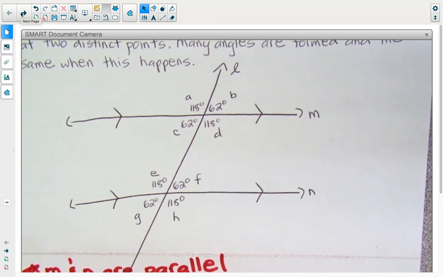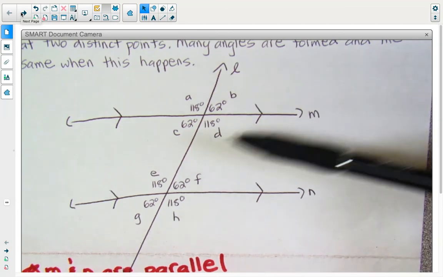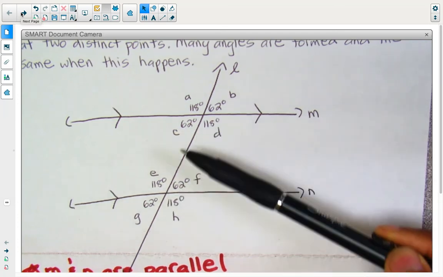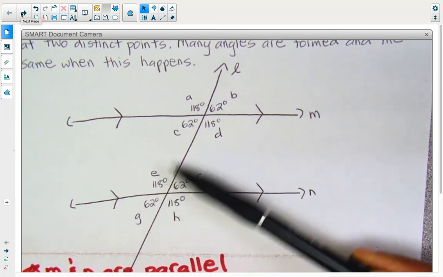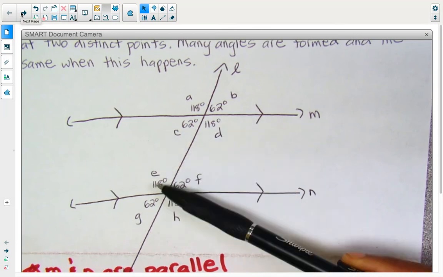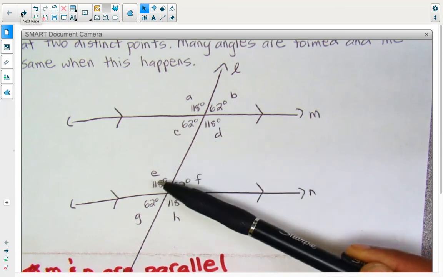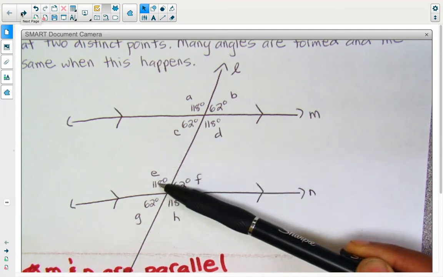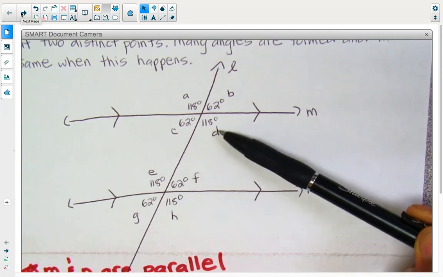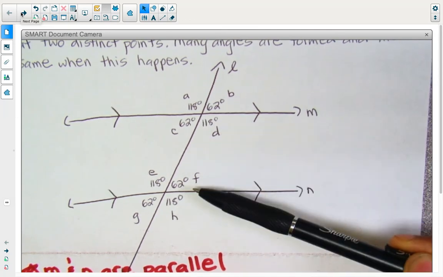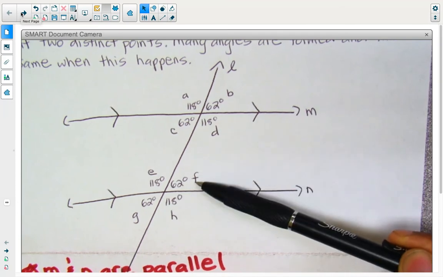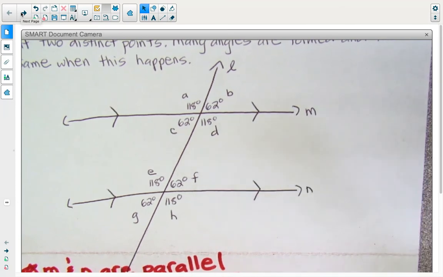And the last type of angle that we have are consecutive interior angles. Consecutive means in order beside each other. So inside angles, these are my four inside angles. C plus E are consecutive interior angles, and they sum to 180 degrees. 62 plus 118, they are consecutive interior angles and equal 180 degrees. Same with D and F. D and F are consecutive interior angles and they sum to 180 degrees.